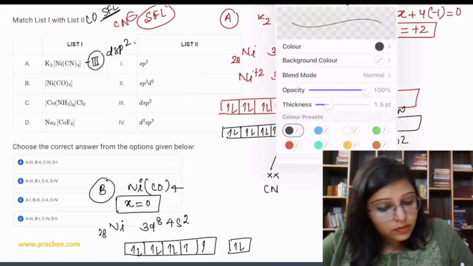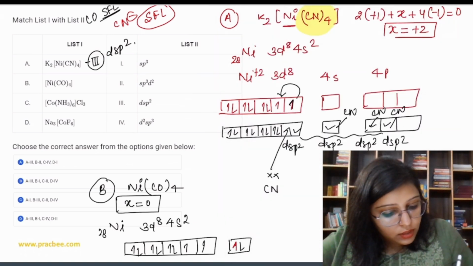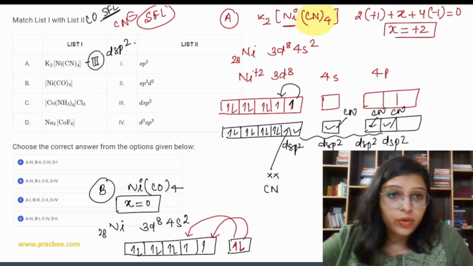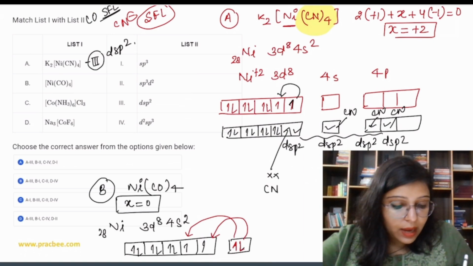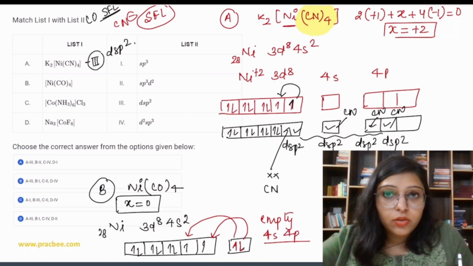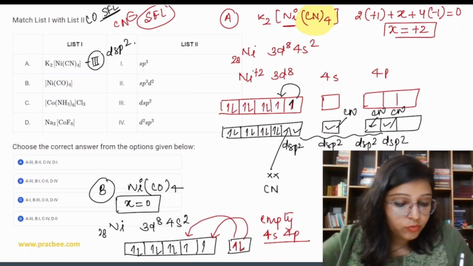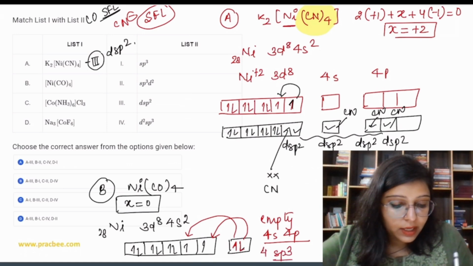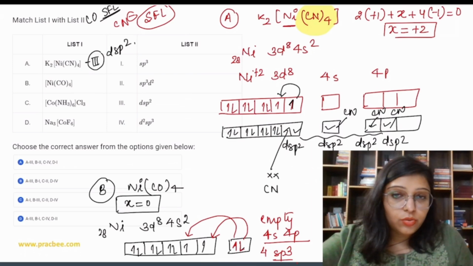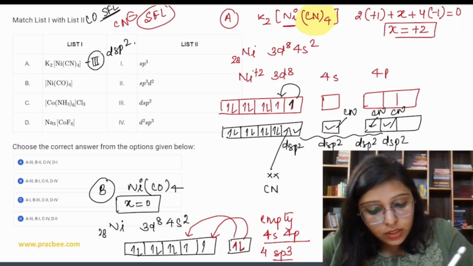So what happens? This is paired up and this is going to pair up. So now we have empty 4s and 4p. When we have empty 4s and 4p, these orbitals hybridize together to form 4sp3 hybrid orbitals. That's why hybridization is going to be sp3. So this can be matched with option number 1, which is sp3.